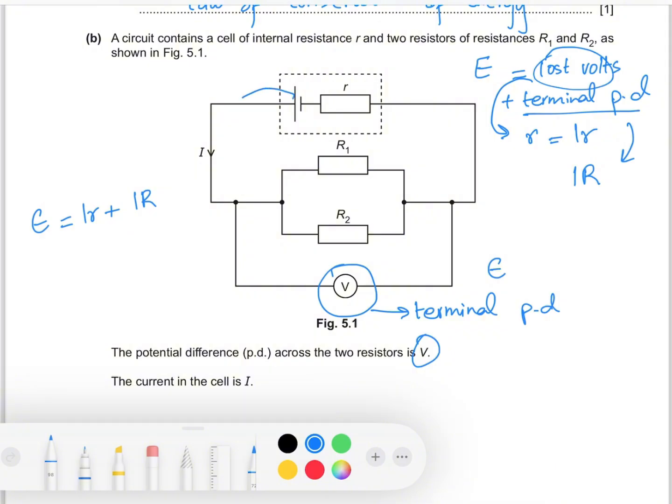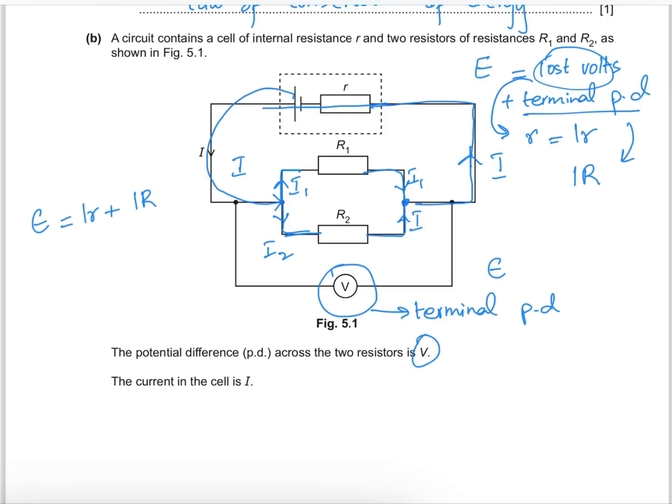When current moves from the power source up until this junction, it will have a value of I, and then it will get divided into, let's say, I1 and I2, which will flow through R1 and R2. And once again, when the currents flow out of the resistors and meet at this junction, they will sum up to the same value of current which was driven out of the power source, which also moves through the internal resistor. That's according to Kirchhoff's first law.